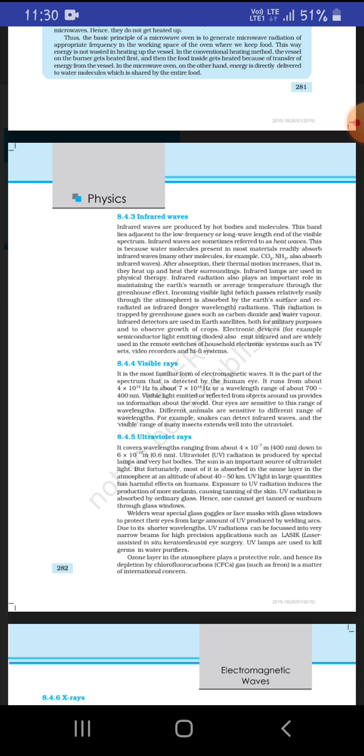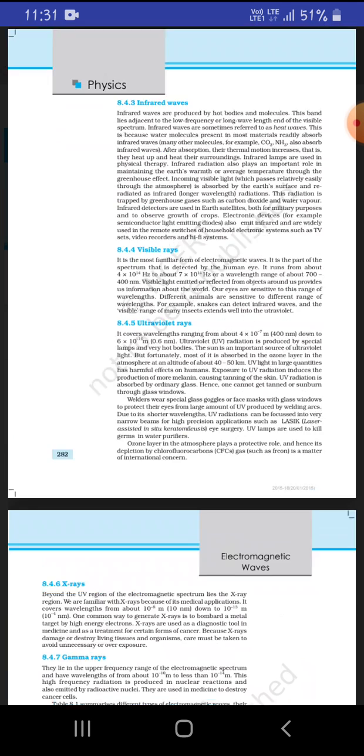Next is visible rays. It is the most familiar of the electromagnetic waves. It is the part of the spectrum that is detected by the human eye, and it runs from about 4 into 10 to the power 14 hertz to about 7 into 10 to the power 14 hertz, or a wavelength of 700 to 400 nanometers. So that also comes to our eye.